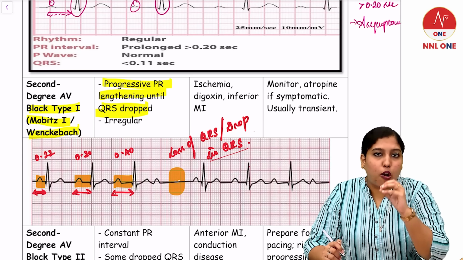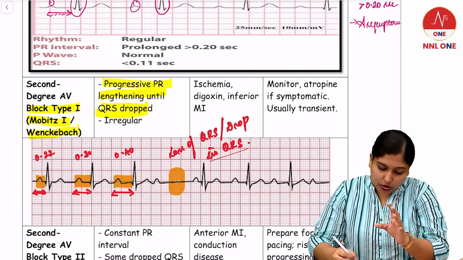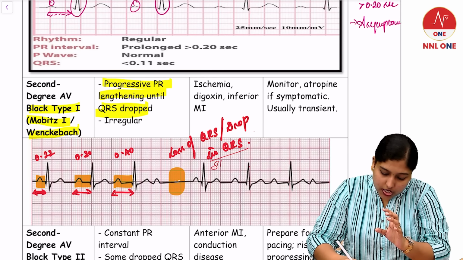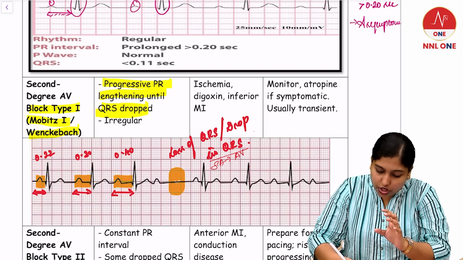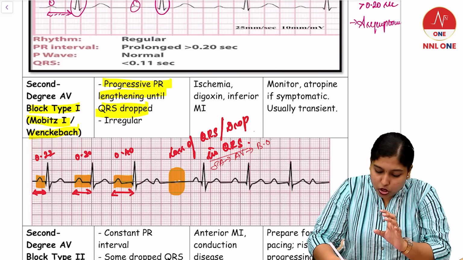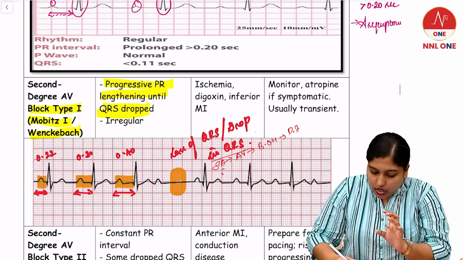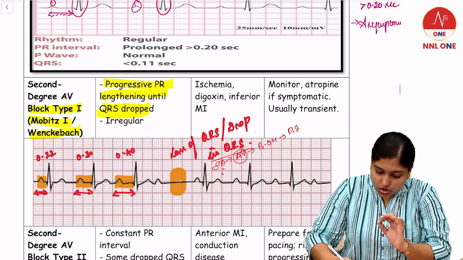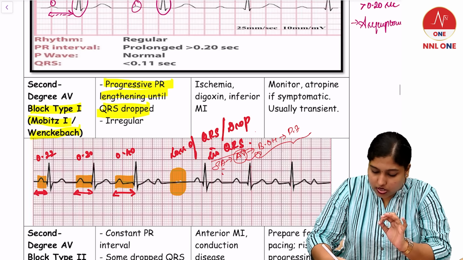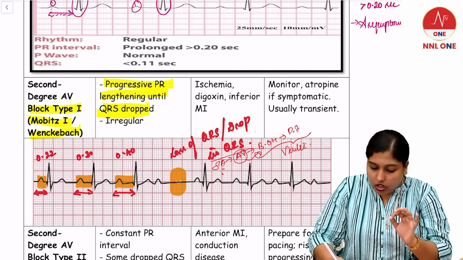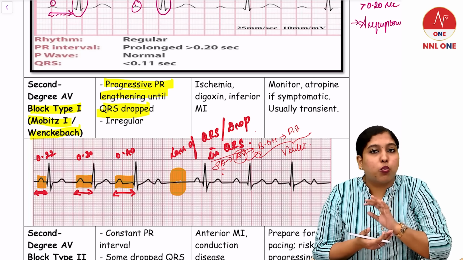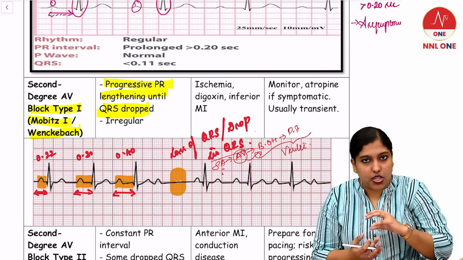What does a drop in QRS mean? From the SA node, the impulse reaches the AV node. From there it has to reach the bundle of His and then the Purkinje fibers. The AV node is the component transmitting the impulses to the ventricles. When the AV node is blocked, first I'm trying to send.